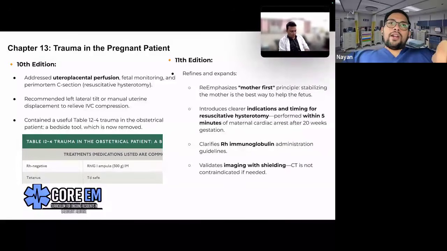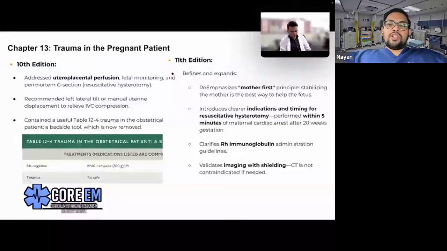And the 10th edition also had a dosing error. I thought it was only in my book, but I've checked it. So for RH negative, the RHIG ampule is given as 300 grams, but it is in fact 300 micrograms. So this was the error, which was rectified in the 11th edition.